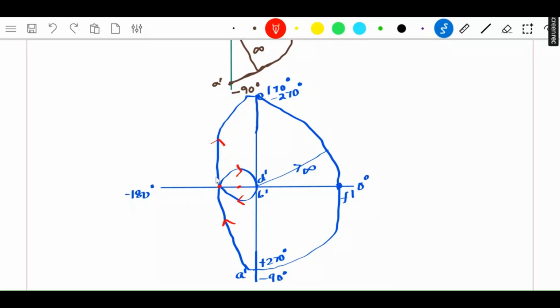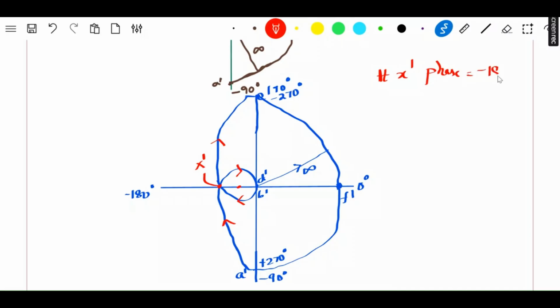So to calculate that, what we need to do is take a phase condition. Let me take this point as some x dash. Now what is that x dash at x dash? The phase should be minus 180 degree. Right? At x dash, if you see, the phase is minus 180 degree. Now let me write the phase equation.